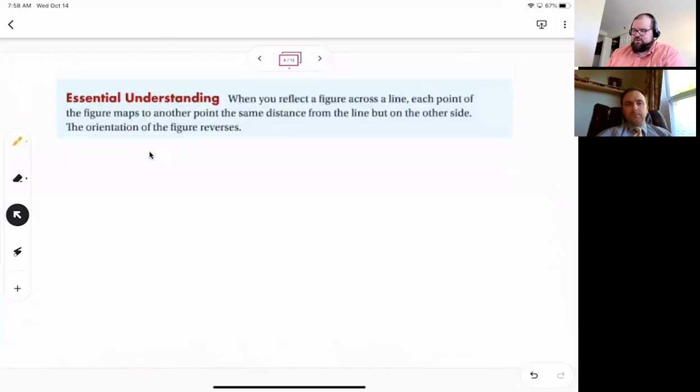And this is kind of a definition of what a reflection is. Yeah. So that last sentence, the orientation of the figure reverses. I think that's part of the intent of that previous picture. Oh, okay. And what we had talked about, each point maps to another point the same distance.